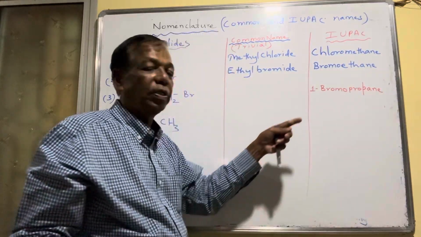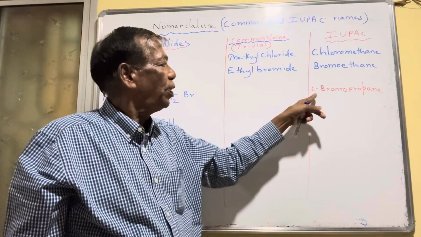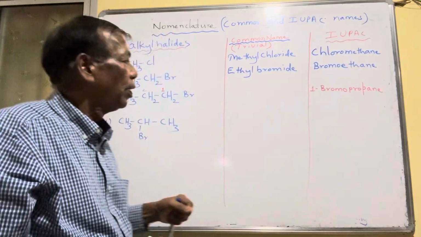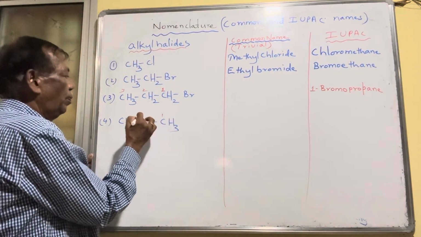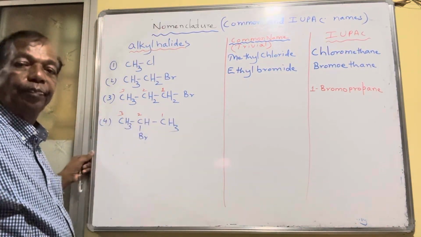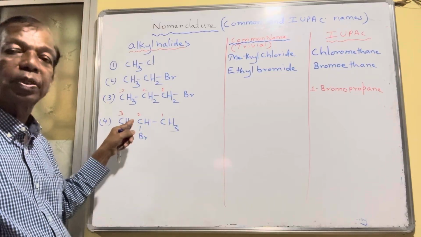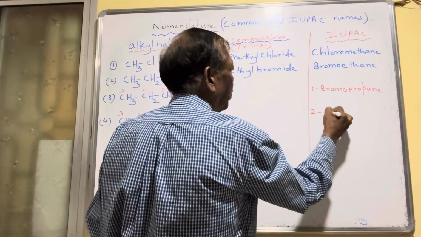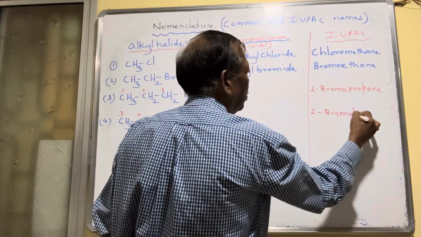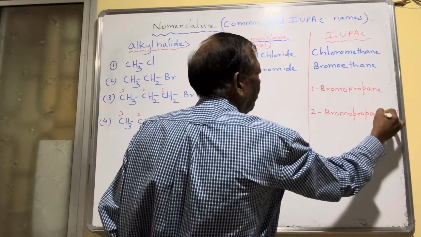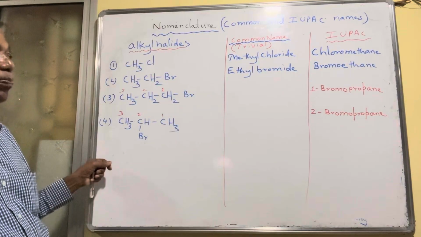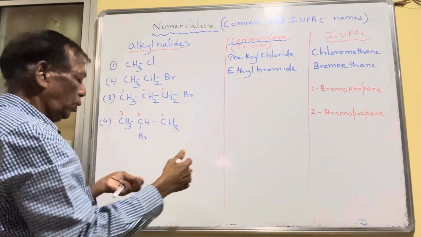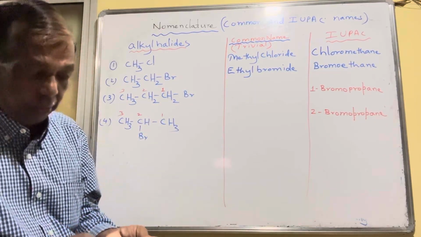Okay, what is the meaning of it here? See, bromine is bonded to carbon number 1. Therefore, it is written as 1-bromopropane. If I come to this 1, 2 and 3, here bromine is bonded to the carbon number 2. So here therefore it is called as 2-bromopropane. 2-bromopropane.